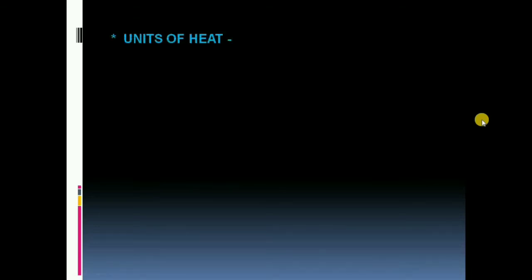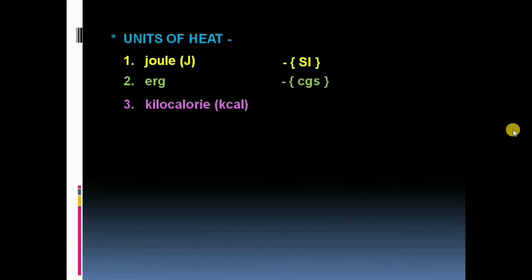Now let's see the units of heat. So the first unit is joule, short form is capital J, and this is the SI unit. Then we have erg, which is the CGS unit. Then there are other units also, such as kilocalories and calories. So these are the short forms of kilocalorie and calories.